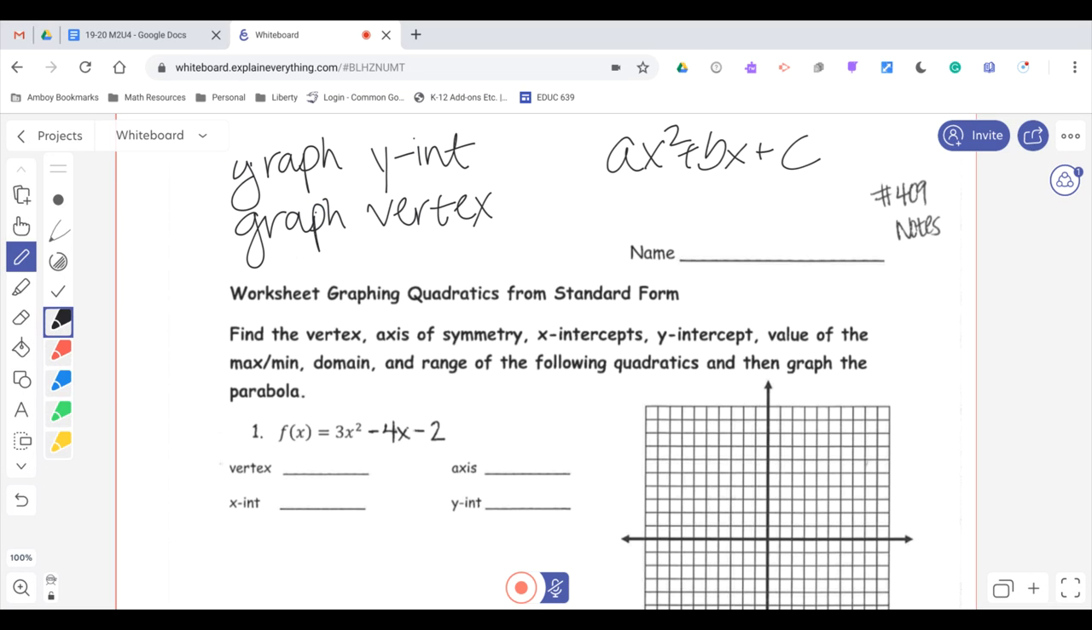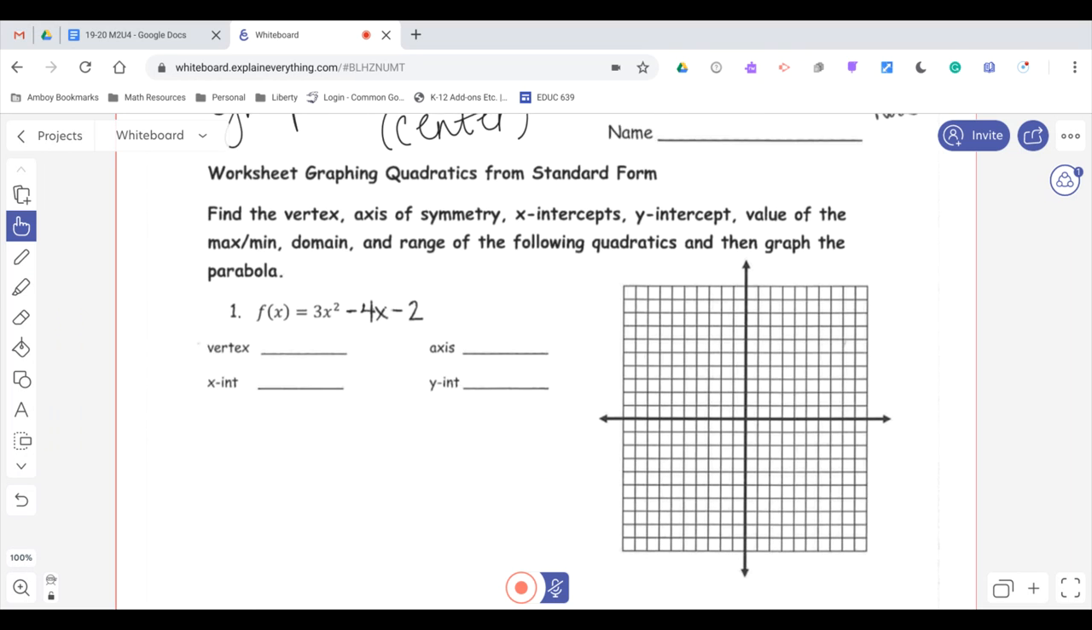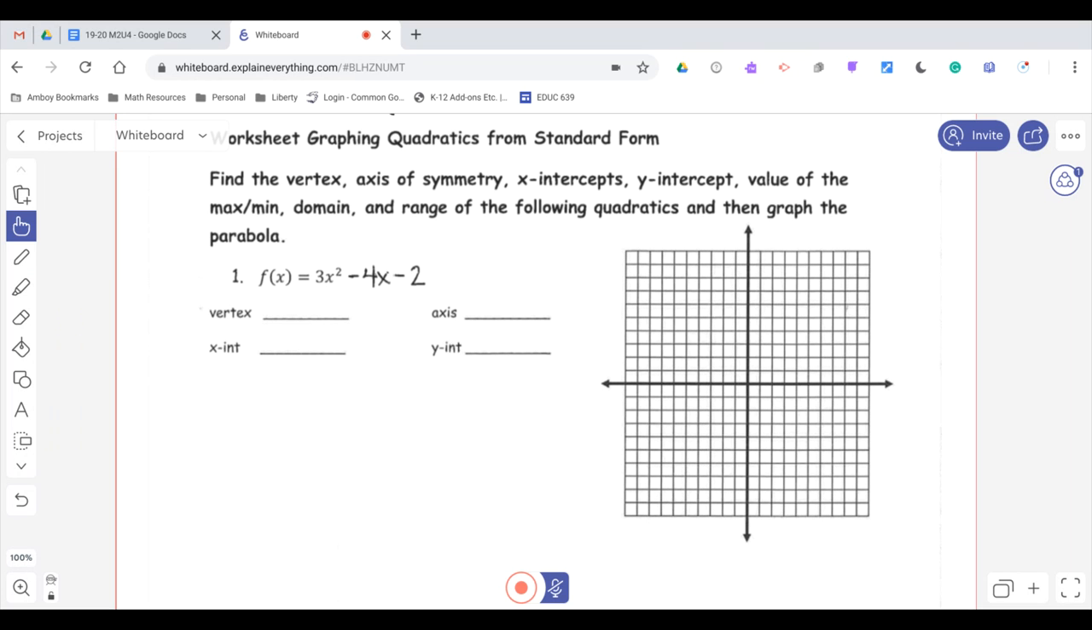Okay. And remember, the vertex is always in the exact center of the parabola, and everything else on either side is symmetrical. So once we have the vertex and one other point, we're going to reflect that point, or that y-intercept, over the vertex. Okay. So let's start with this first problem here. I've got my equation in standard form.